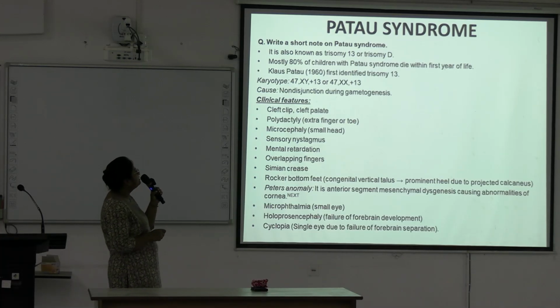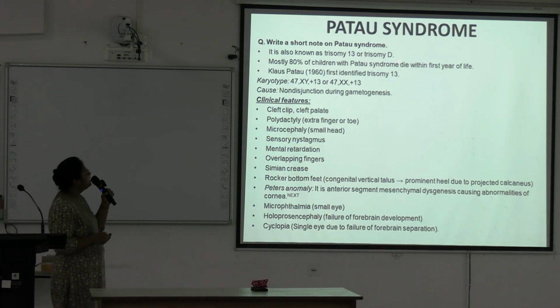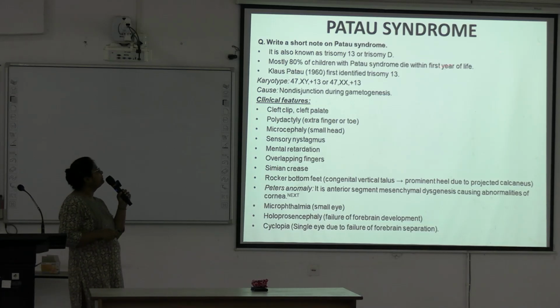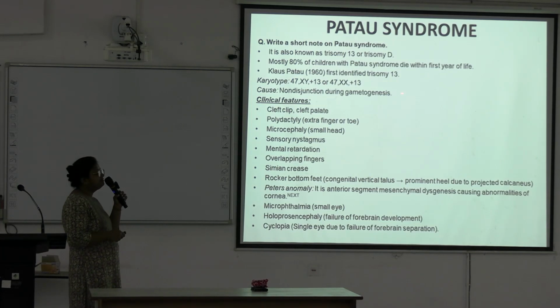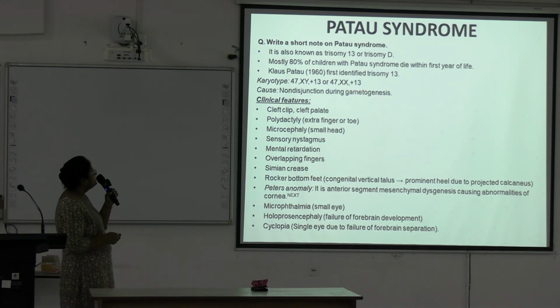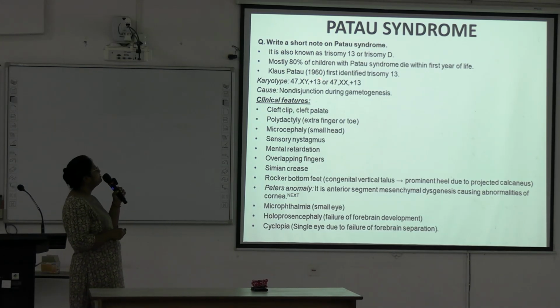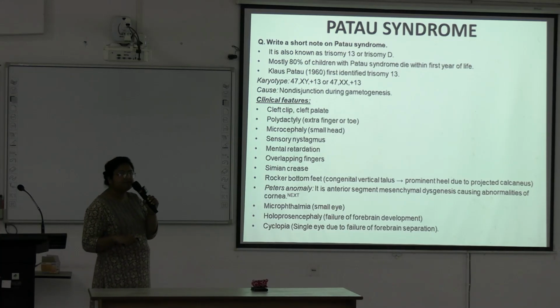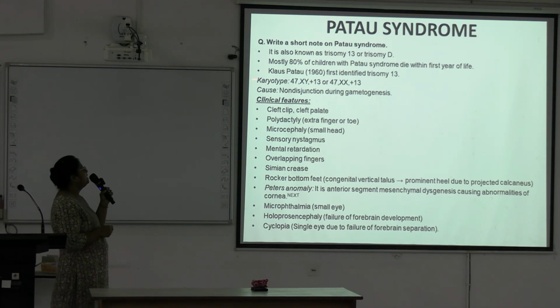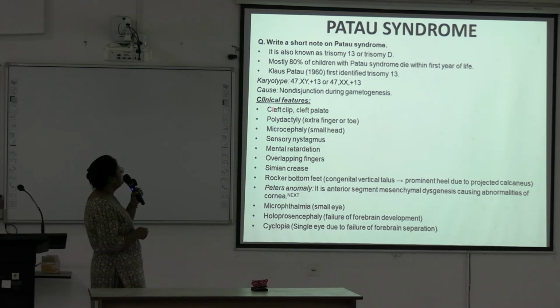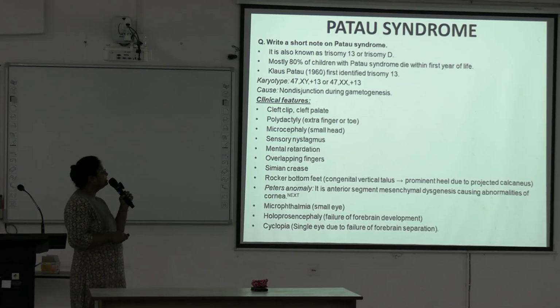Mostly 80% of children with Patau syndrome die within the first year of life. Klaus Patau first identified trisomy 13 in 1960. This is the karyotype 47XY plus 13. One extra chromosome 13 is present, trisomy 13. Or in a female, the karyotype is 47XX plus 13. Karyotype is very important. The cause is non-disjunction during gametogenesis.